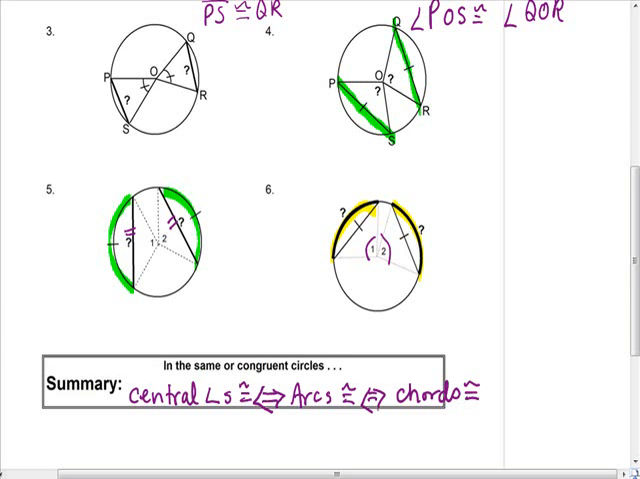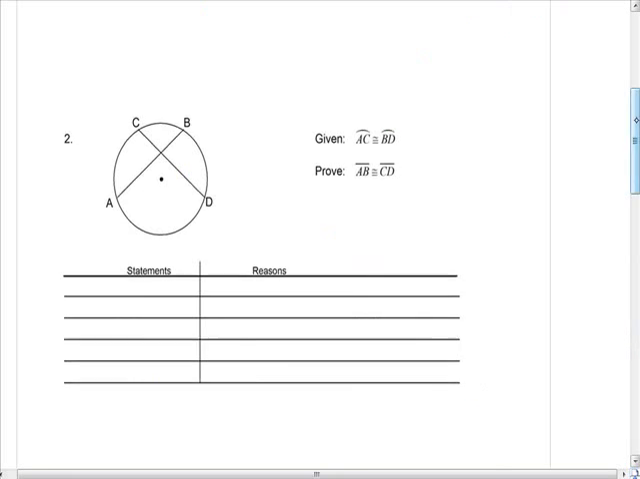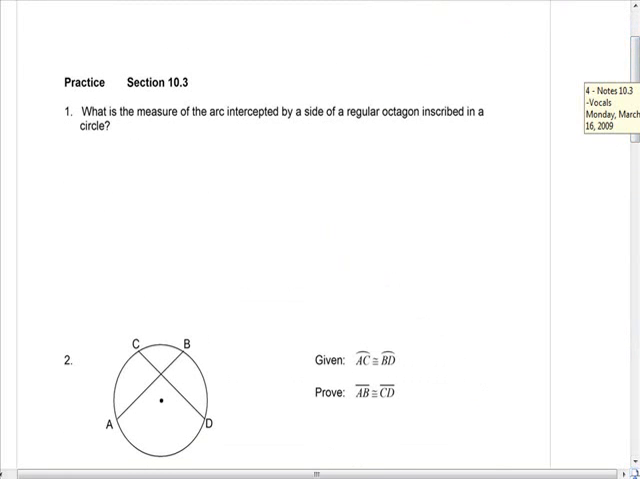Let's look at page 15. I'd like you to draw a circle under number 1. And number 1 says, what is the measure of an arc intercepted by the side of a regular octagon? And the octagon is inscribed in the circle. So we need to draw an octagon in the circle.